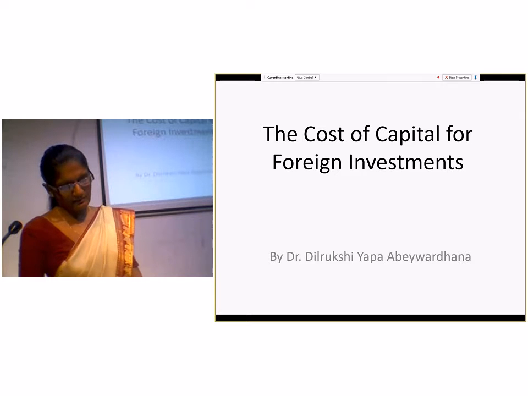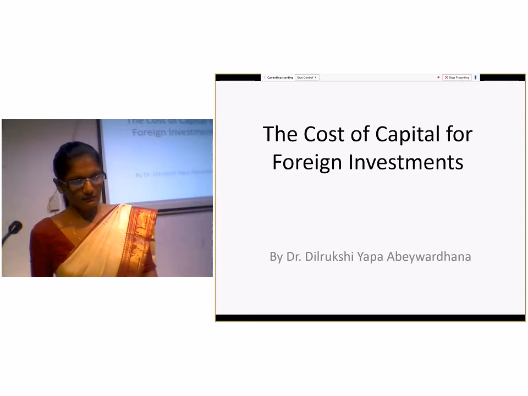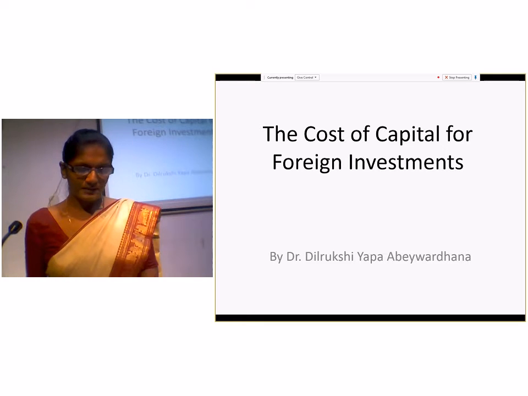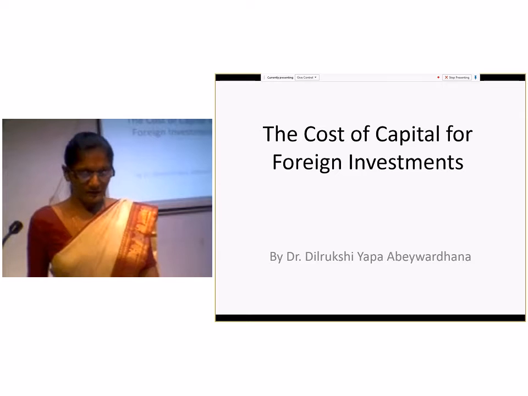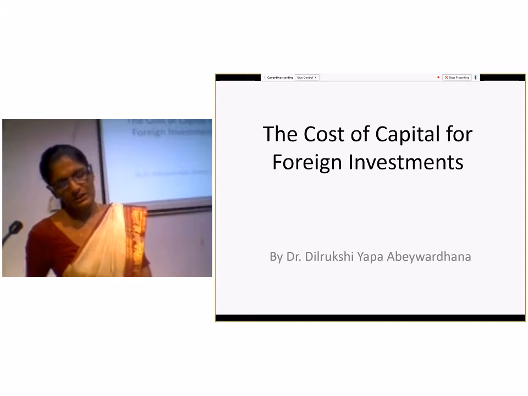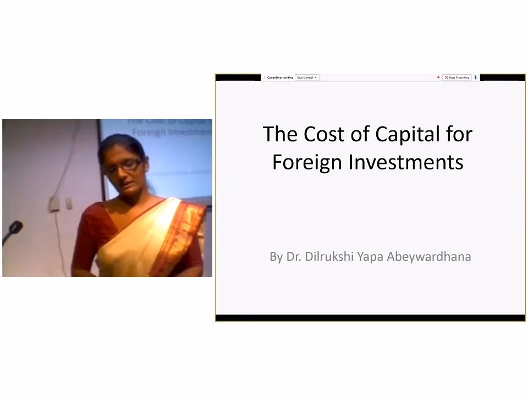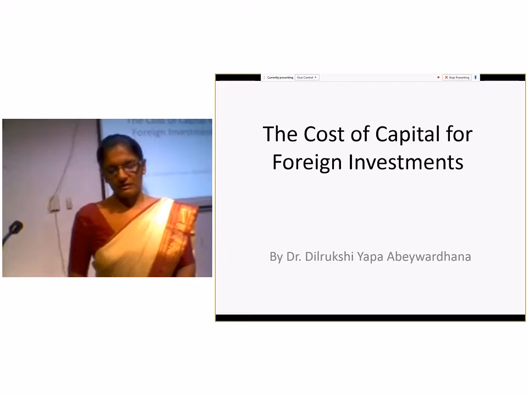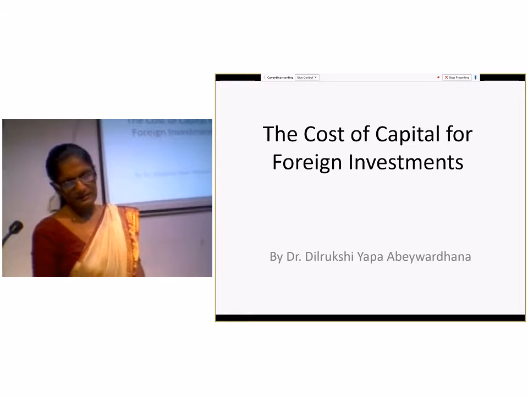The major difference here is that there are so many different risks associated with multinational companies. Therefore, when we calculate the cost of capital, we have to incorporate those additional risks as well, apart from the risk that we consider in calculating cost of capital for domestic firms. So this is actually the central question in multinational companies: what is the required rate of return on a foreign project? Should it be higher or lower than for domestic projects? That is one of the major problems faced by the finance managers of multinational companies.